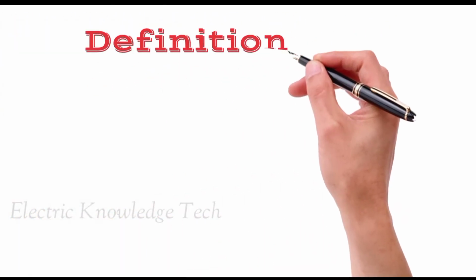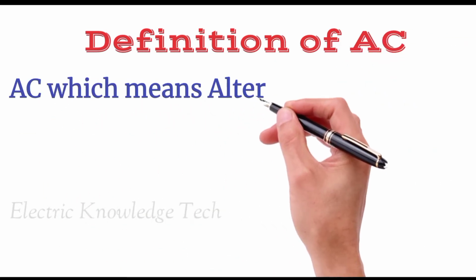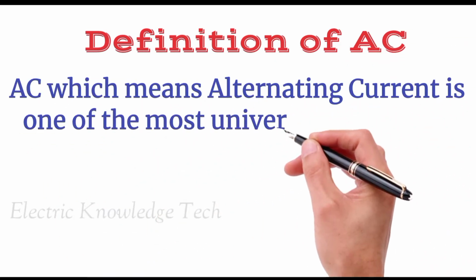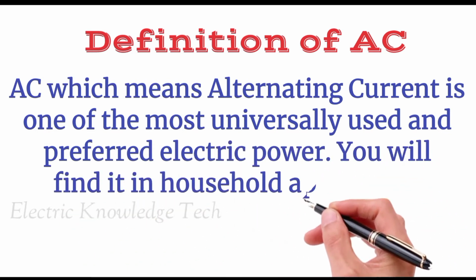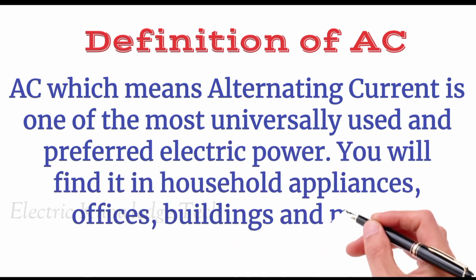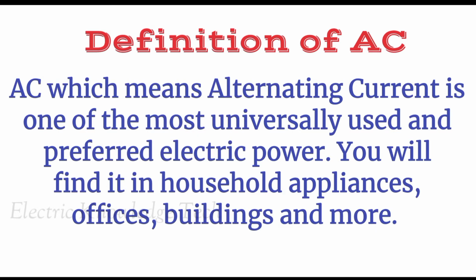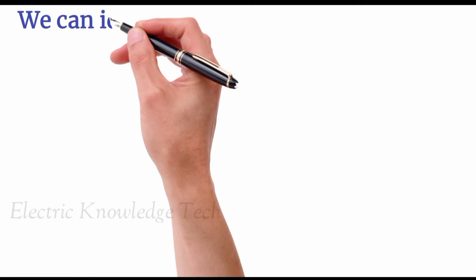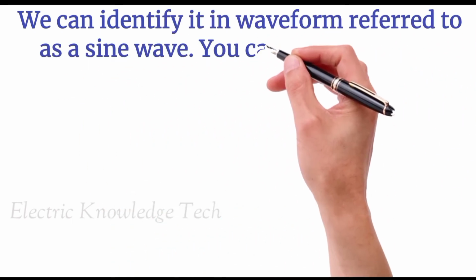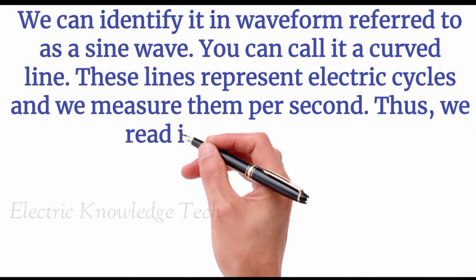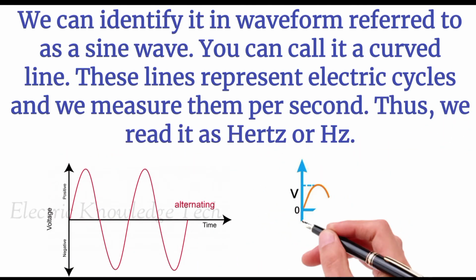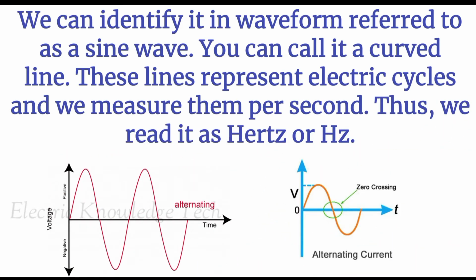Definition of AC. AC, which means alternating current, is one of the most universally used and preferred electric power. You will find it in household appliances, offices, buildings and more. We can identify it in a waveform referred to as a sine wave. You can call it a curved line. These lines represent electric cycles and we measure them per second. Thus, we read it as Hertz or Hz.